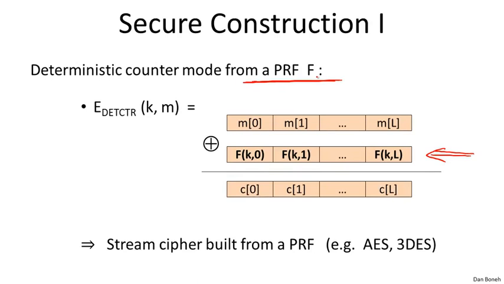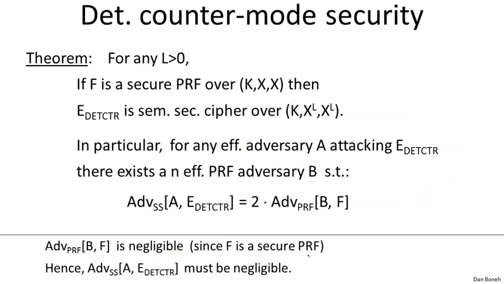And what we'll do is basically we'll evaluate AES at the point 0, at the point 1, at the point 2, up to the point L. This will generate a pseudo-random pad, and we'll XOR that with all the message blocks and recover the ciphertext as a result. Okay, so really this is just a stream cipher that's built out of a PRF like AES or Triple DES, and it's a simple way to do encryption.